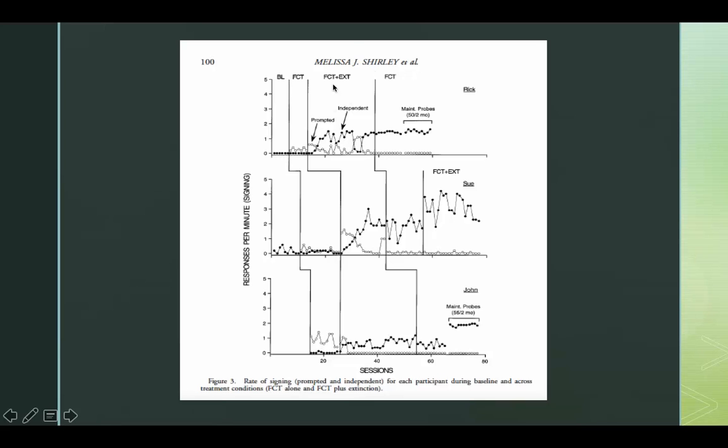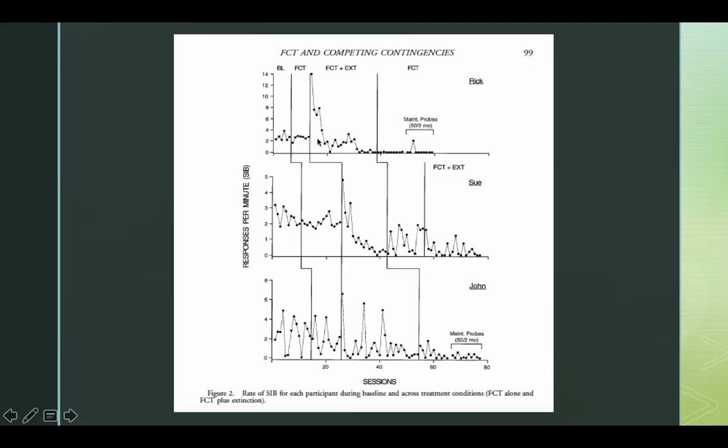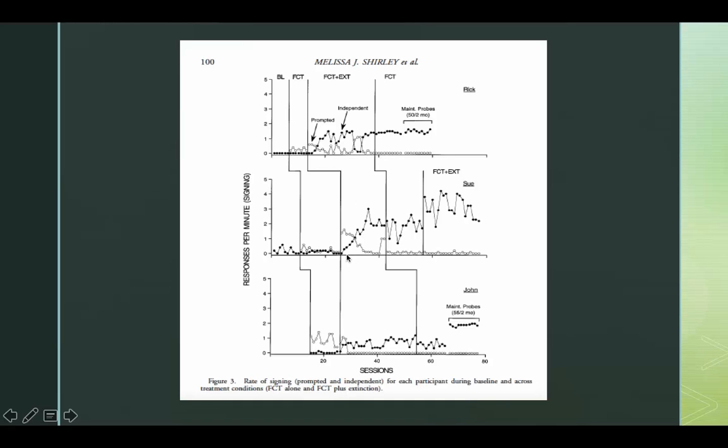However, when we introduced extinction, exactly the same thing. We see an increase in independent use of the functional communication response for Rick, clasping his hands together. And recall that corresponds with the decrease in the SIB, or the targeted behavior, and the same pattern really with everyone. Sue, and with John, not quite as dramatic, but still an increase in the target behavior. Recall for John, that's raising his hand so that he could briefly escape a demand, or get a break from a demand. All right.